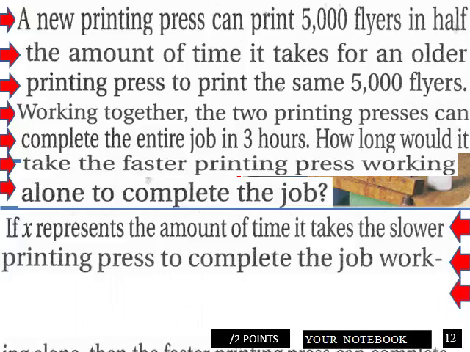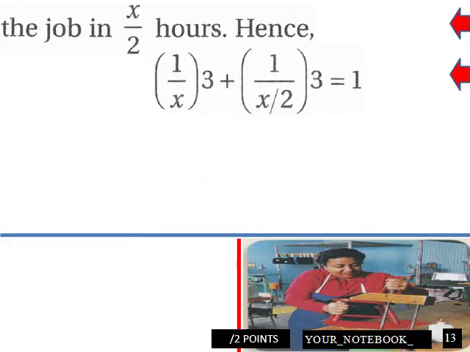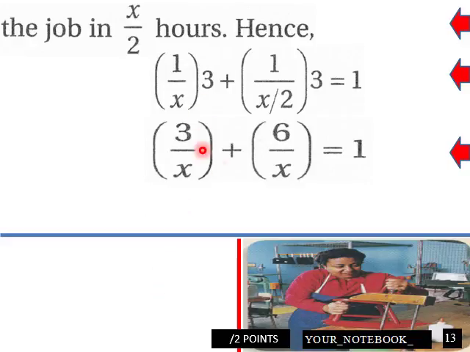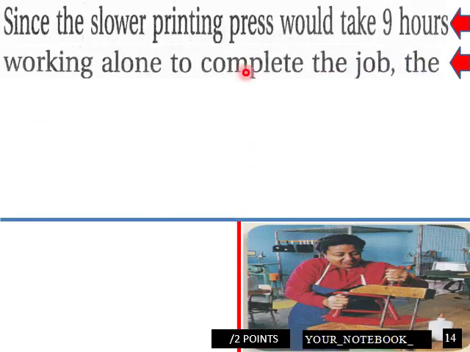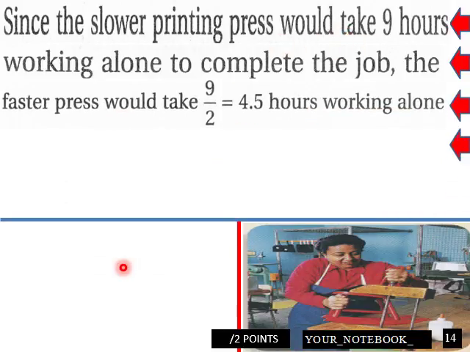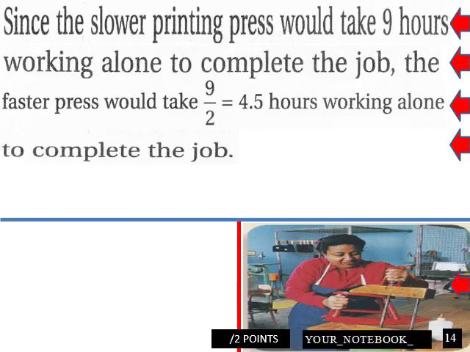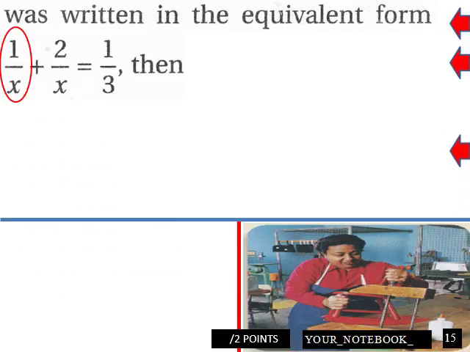If x represents the amount of time it takes the slower printing press to complete the job alone, then the faster press completes the job in x over 2 hours. Hence, 1 over x times 3 plus 1 over (x divided by 2) times 3 equals 1 job. So we have 3 over x plus 6 over x equals 1, so 9 equals x. Since the slower printing press would take 9 hours working alone to complete the job, the faster press would take 4.5 hours working alone. So that's a way you would do a work equation.